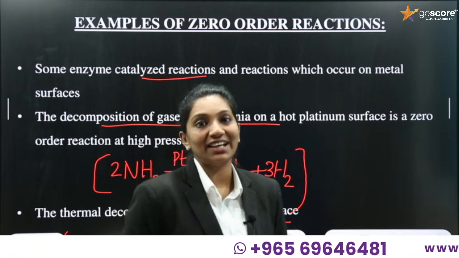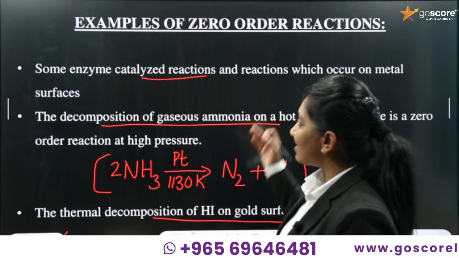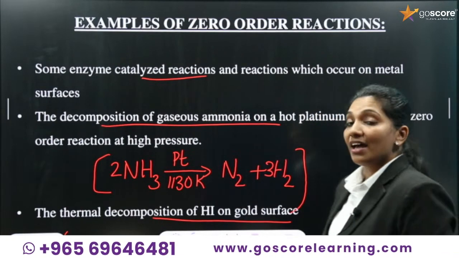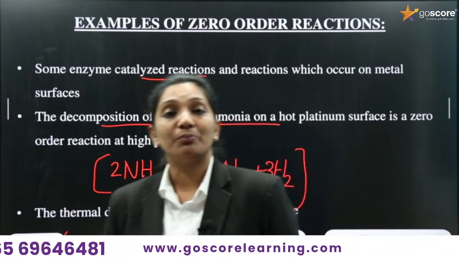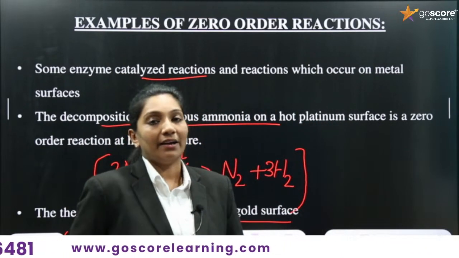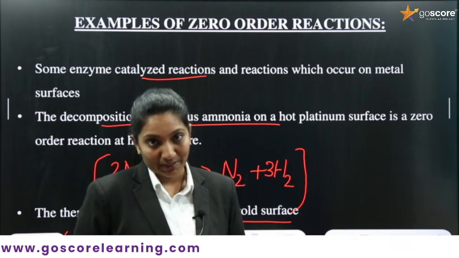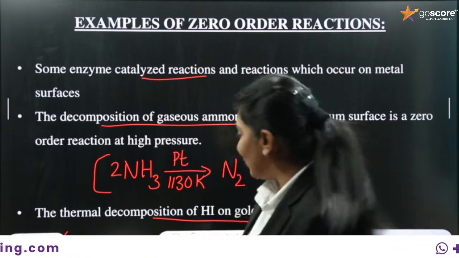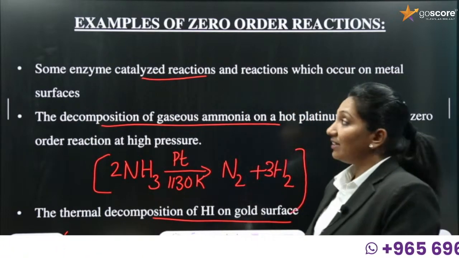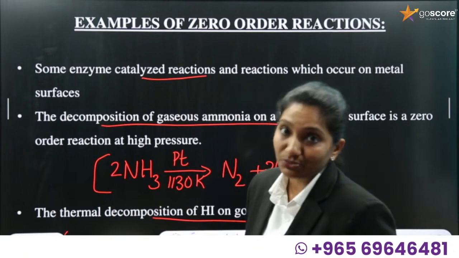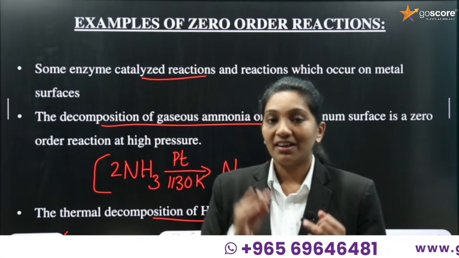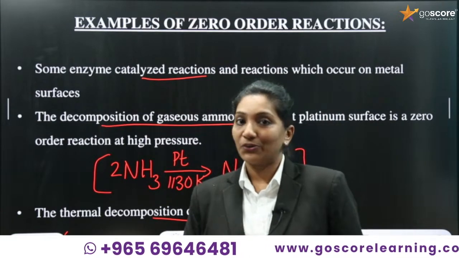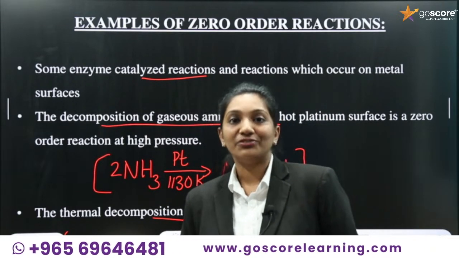Now we have learned the three examples for zero order reaction: the enzyme catalyzed reaction and reaction taking place on metal surfaces, the decomposition of ammonia under high pressure in presence of platinum catalyst, and the decomposition of hydrogen iodide on gold surface. So with that we are finishing the integrated rate equation for zero order, that is the derivation as well as the graphical representation, and three examples of zero order reactions. Hope it's all clear for everyone.